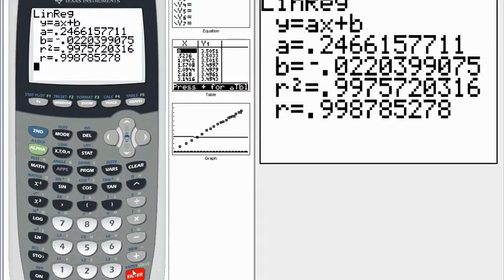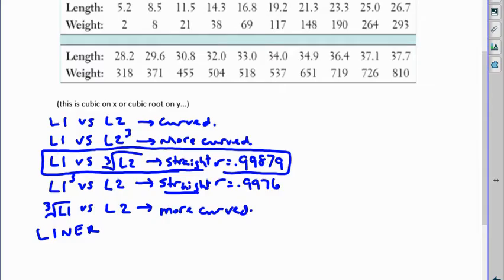And so now I can write out my equation with my slope of 0.2466157711, my y-intercept of negative 0.02203997075. So I'm going to use these numbers and put them in model form. So putting them as the model, I have to remember that I did the cubic root on y, so I need my model to show that when I'm writing it out. So my y-axis was the cubic root of the weight. My x-axis is the length.